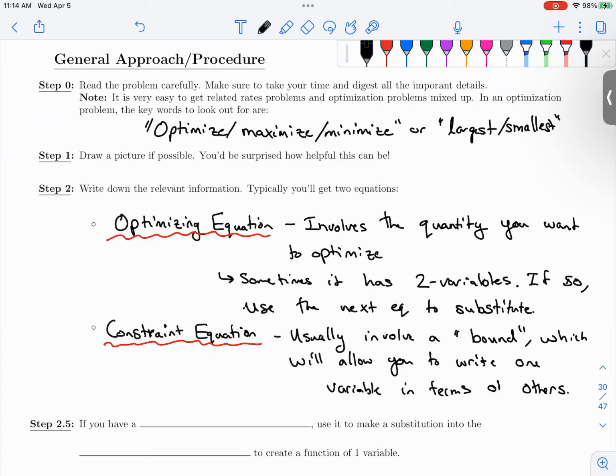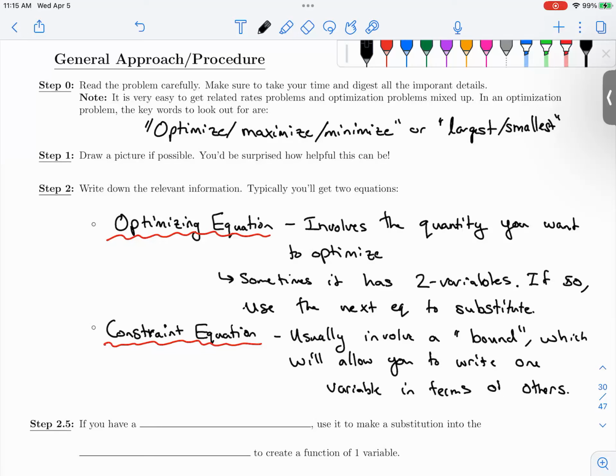Constraint equation. It's the thing that kind of limits your abilities, because that's how most optimization works, right? If you want to think of it in a capitalistic way, you're trying to maximize profits while minimizing costs. So maybe you can only produce X amount of objects, and it's based upon two different variables.